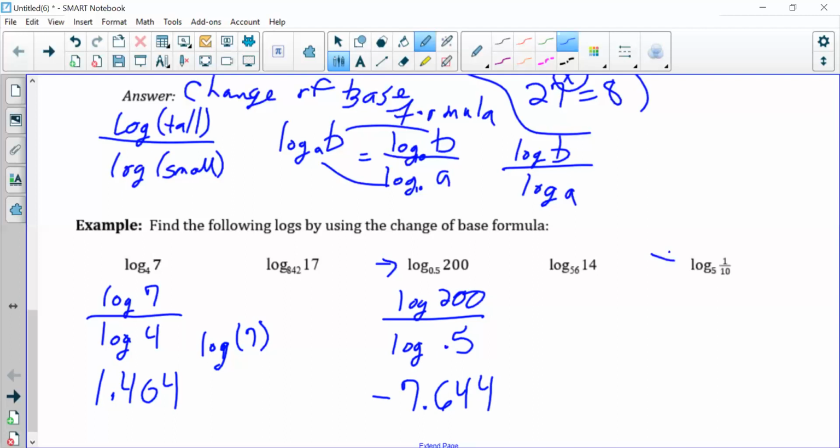All right, is this any different if we have a fraction? Nope, we just need extra parentheses. So the log of 1/10 divided by the log of 5 is negative 1.431.